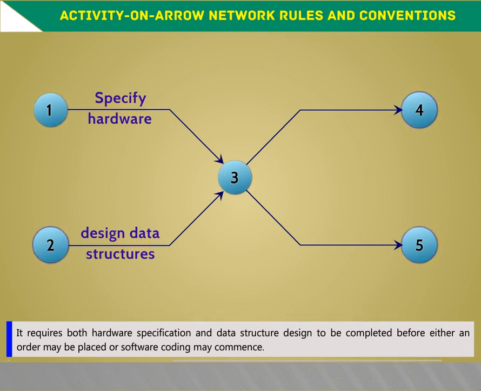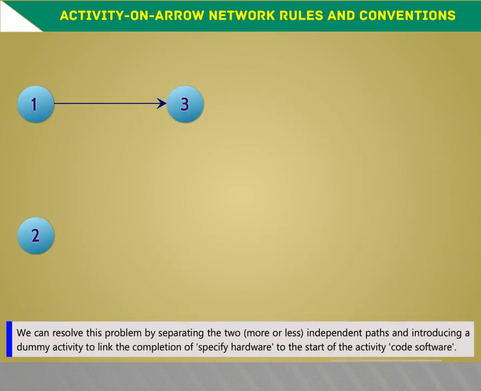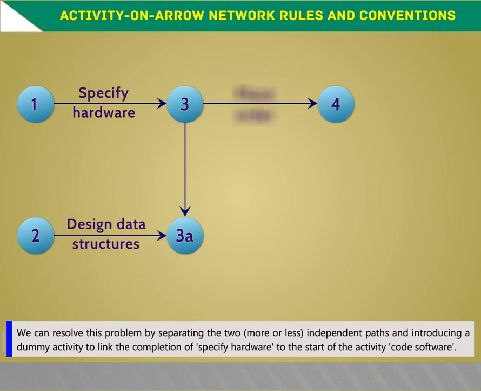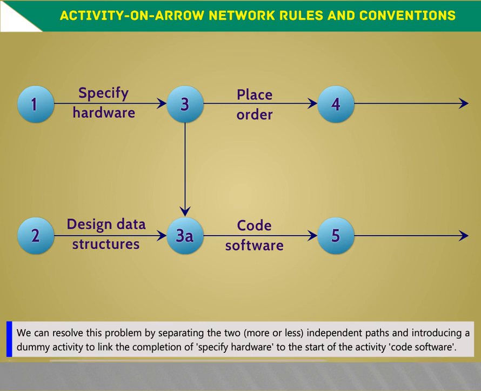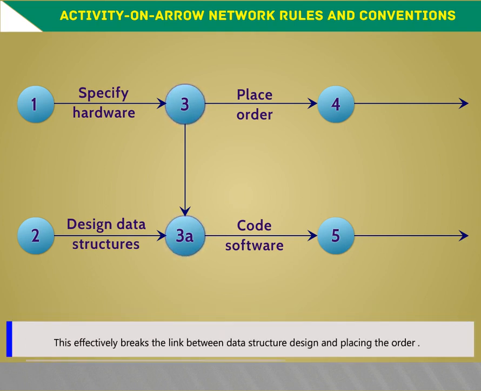The network requires both hardware specification and data structure design to be completed before either an order may be placed or software coding may commence. We can resolve this problem by separating the two more or less independent parts and introducing a dummy activity to link completion of specify hardware to the start of the activity code software. This effectively breaks the link between data structure design and placing the order, and is shown.